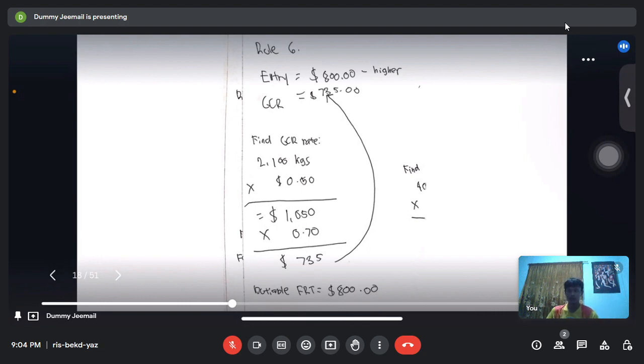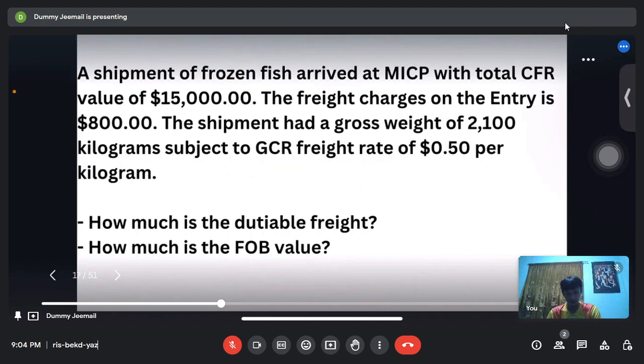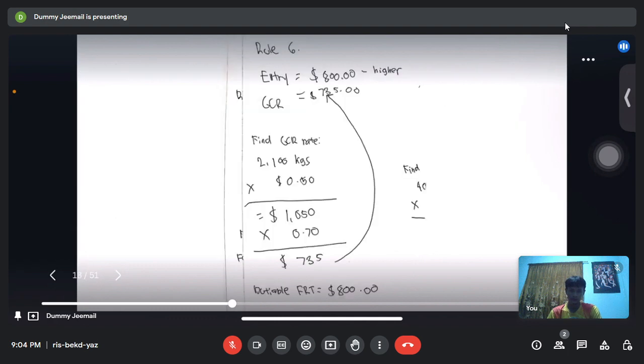Since we have two, we need to choose, so we go with whichever is higher. Since the entry is higher, the entry is our dutiable freight. I have not yet solved the FOB solution here.